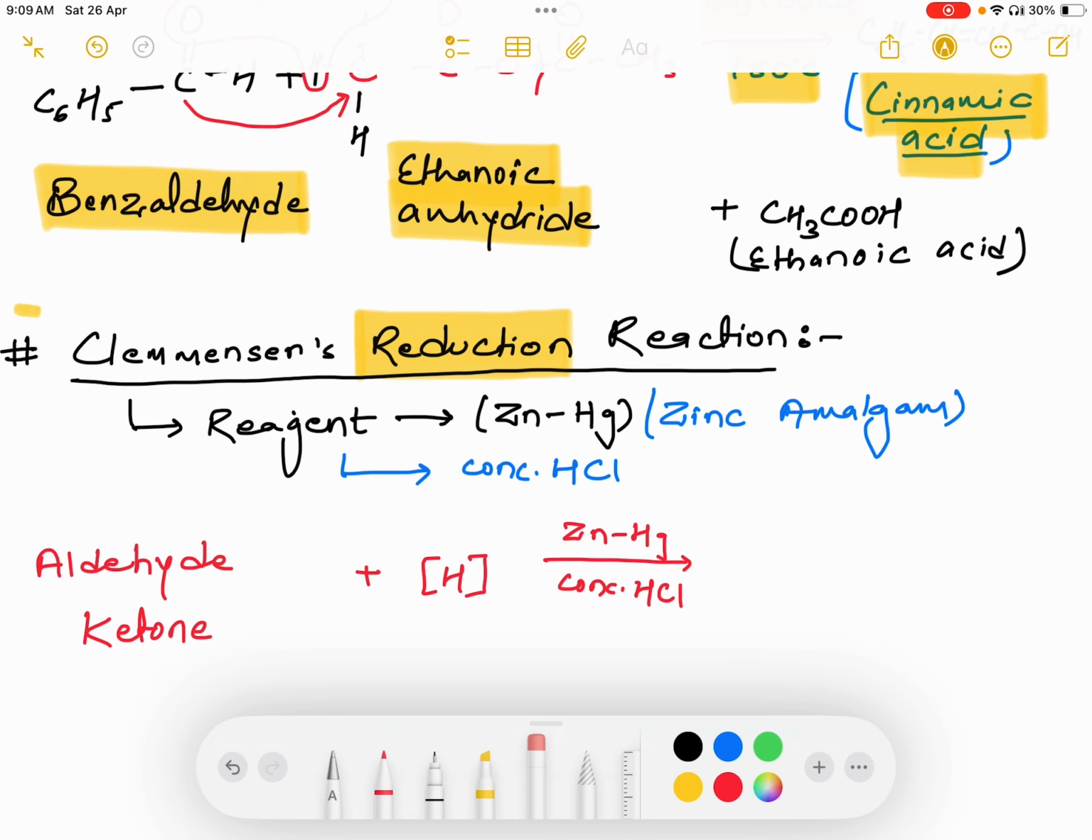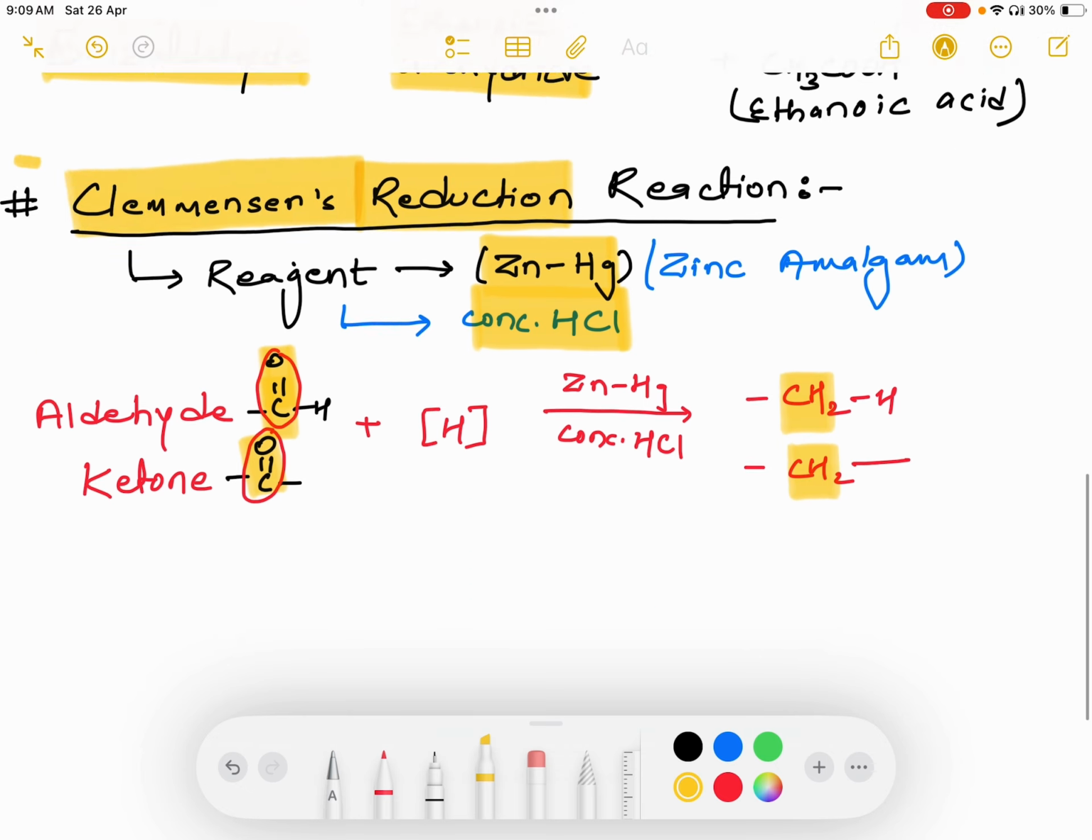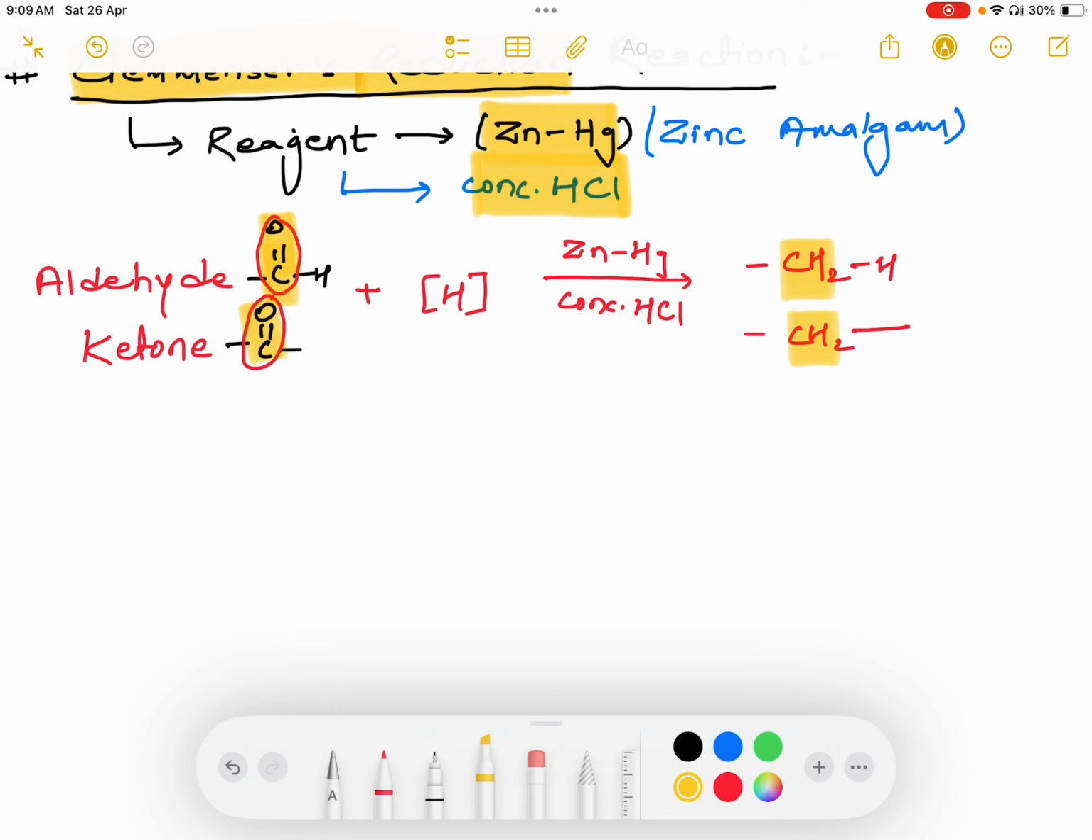The carbonyl group, that means an aldehyde also has a C double bond O, right? In ketone also we have a C double bond O group. So what it will exactly do is the C double bond O group will convert into a CH2 group. Just you need to put this in mind. Clear? So simply, the process of conversion of carbonyl group, that is C double bond O group, into CH2 group with the help of ZnHg and conc HCl is known as Clemmensen reduction reaction. Sorry, I was repeatedly saying the wrong word.